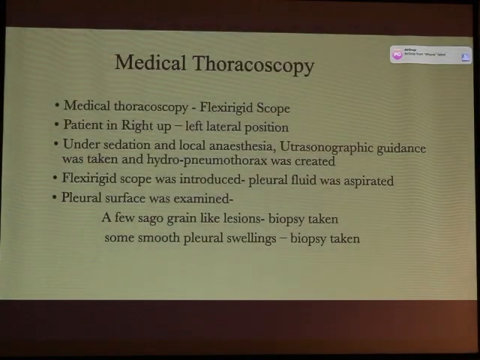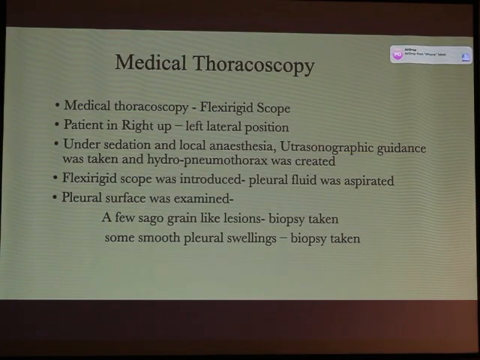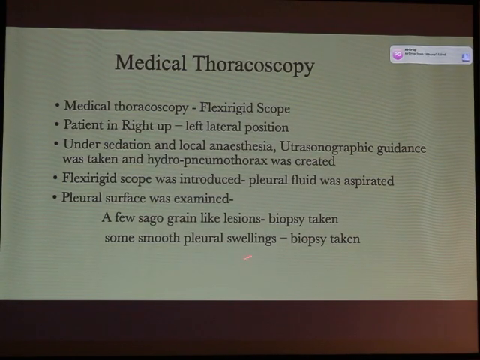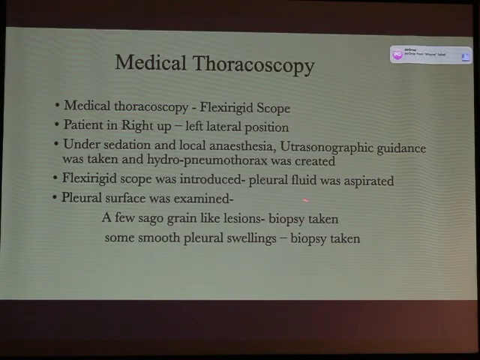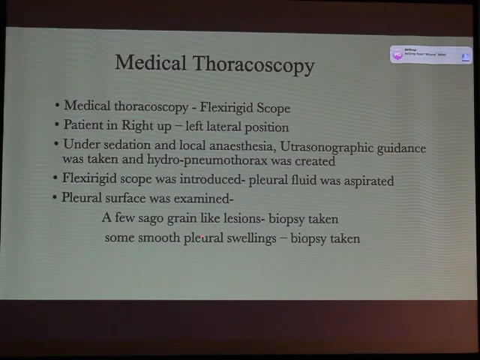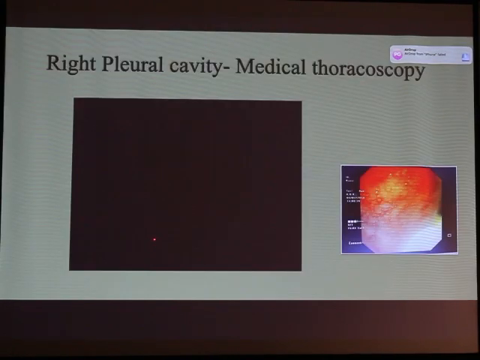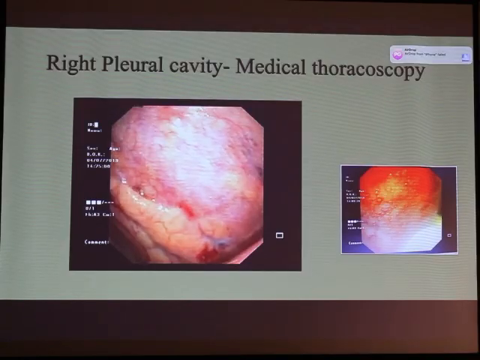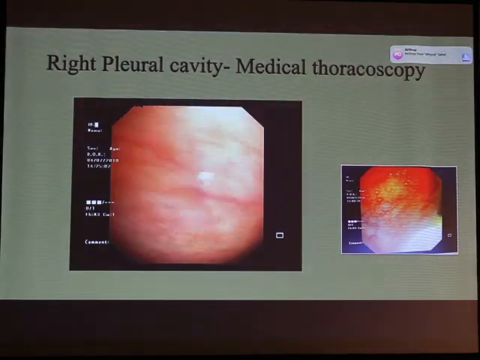medical thoracoscopy. Medical thoracoscopy uses a flexi-rigid scope, with the patient in the left lateral position, under sedation and local anesthesia. We know most of our thoracoscopies we do in our bronchoscopy suite, not under GA but under sedation and local anesthesia. The flexi-rigid scope was introduced, pleural fluid was aspirated, the pleural surface was examined, a few sago grain-like lesions were seen, and biopsy was taken. That's what we saw when we entered the pleural space.